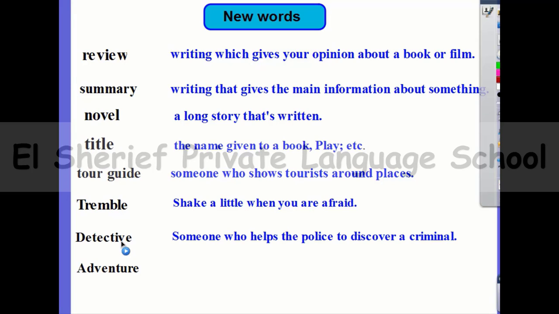Detective. Detective is someone who helps the police to discover a criminal. For example, Sherlock Holmes was a famous detective. Adventure. Adventure containing exciting or dangerous events.